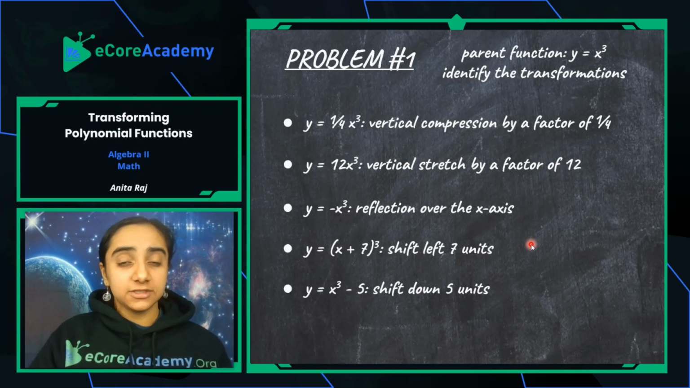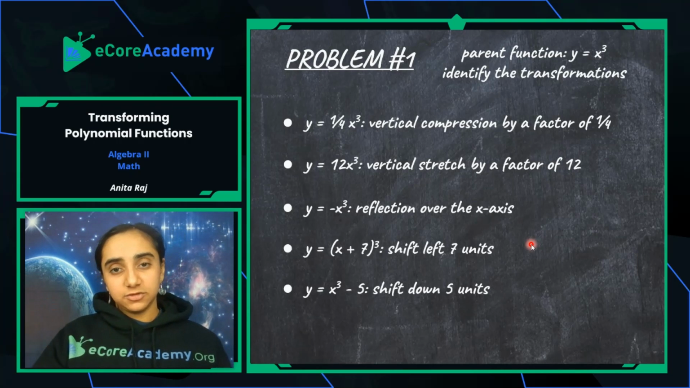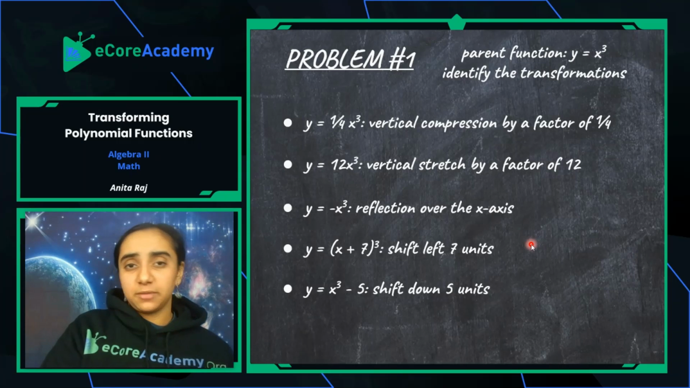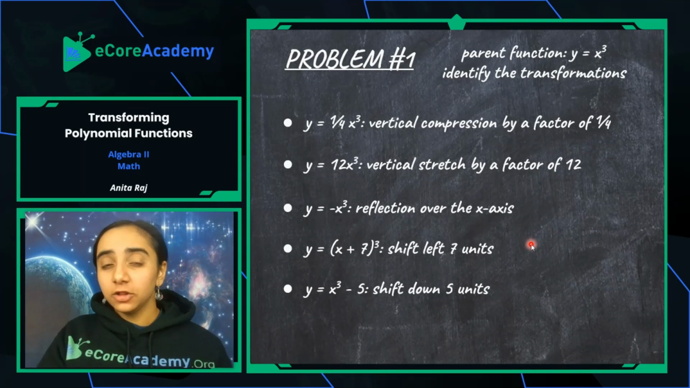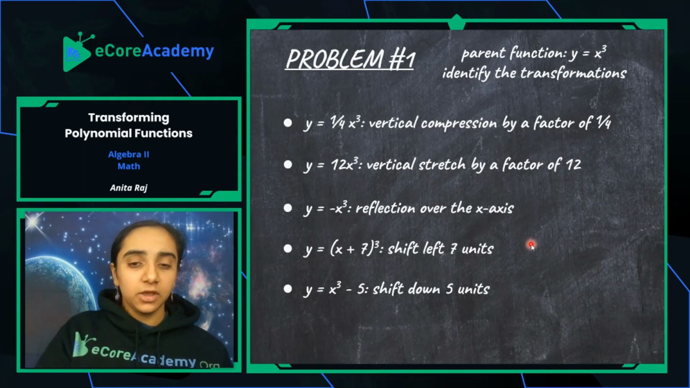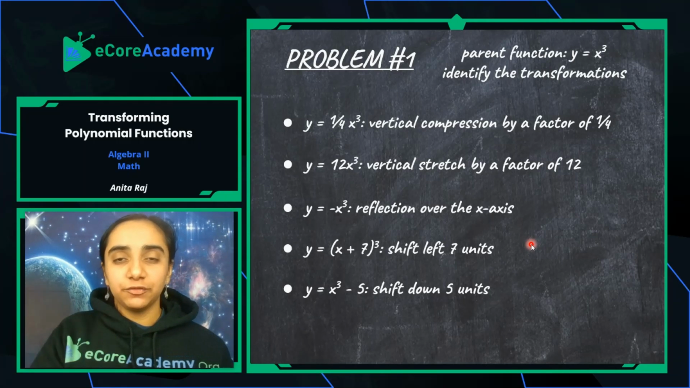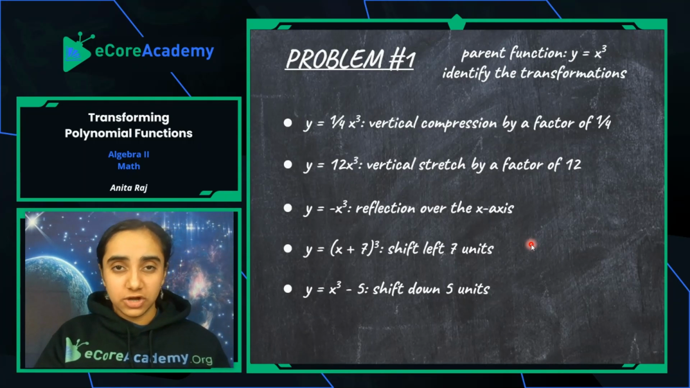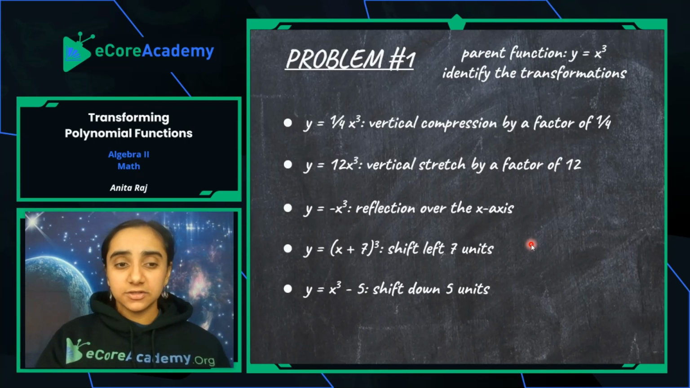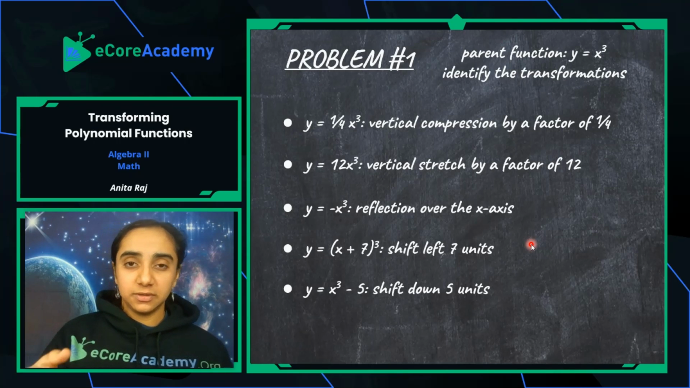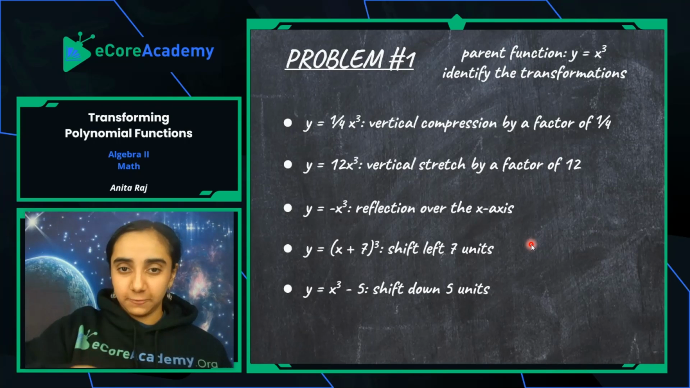Now we have a little bit different of a scenario. Now we have y equals x cubed minus 5. So we don't have the minus 5 in a set of parentheses with the x. We just have it following the x cubed. And what does that mean? Well, think of that as like the k in your vertex form of a quadratic equation. The k value is going to move it up or down. So it's going to be a vertical shift, up or down.